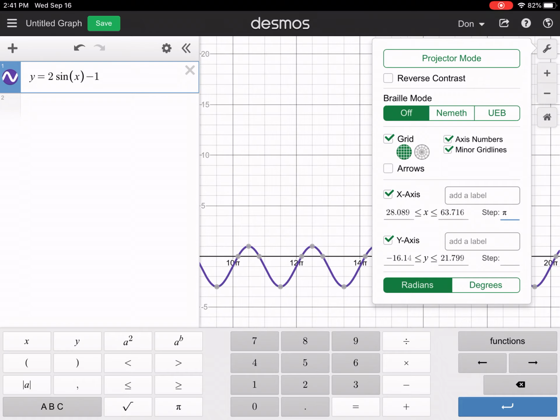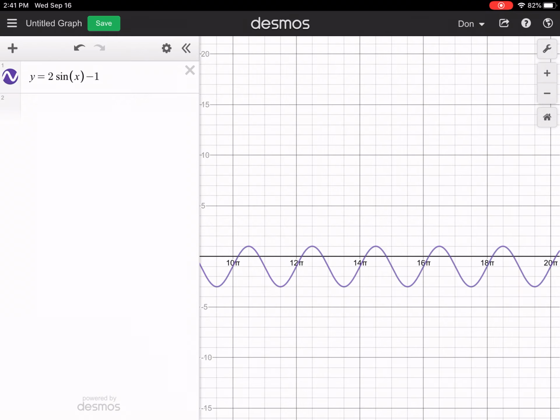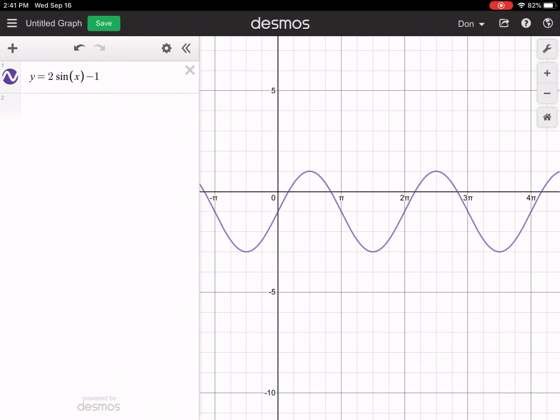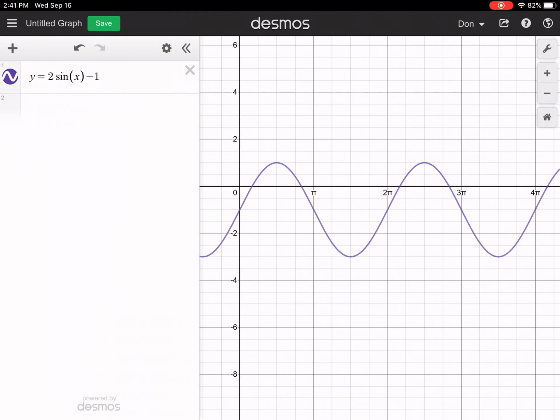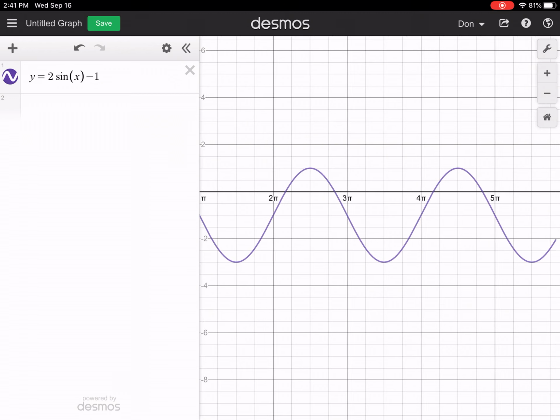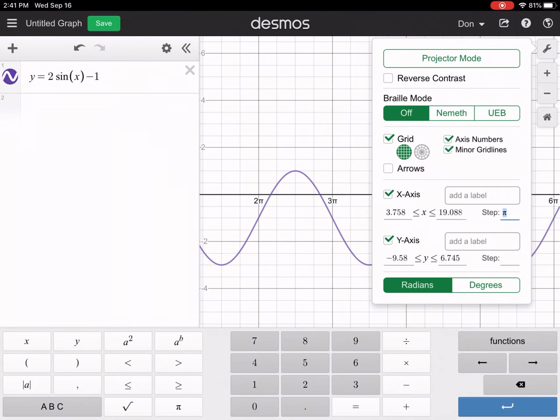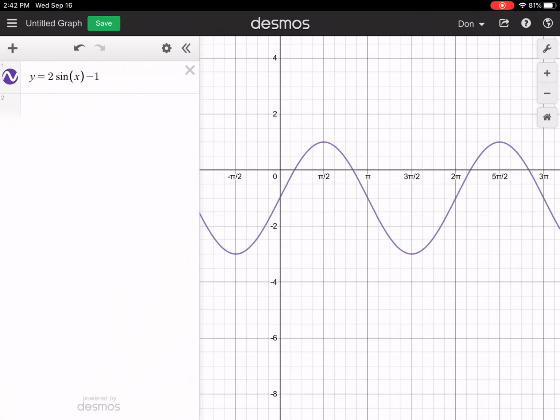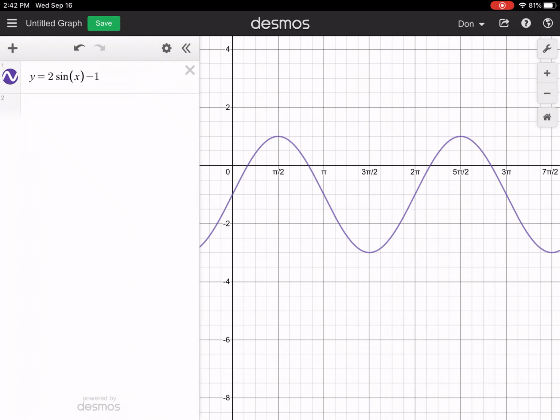So I can actually go into step here, and if you look down the bottom left of my keypad, beside ABC, beside the square root sign, you'll see pi. I can just type pi in there, and I'm telling Desmos to make my axis go up by fractions of pi. It's actually just automatically doing it, but if I zoom in a bit, it'll change it for me. So it's going up by pi here. I might want to go up by even less than that. Let's try going up by pi over 2 and see how that works. I can change it if I need to later.